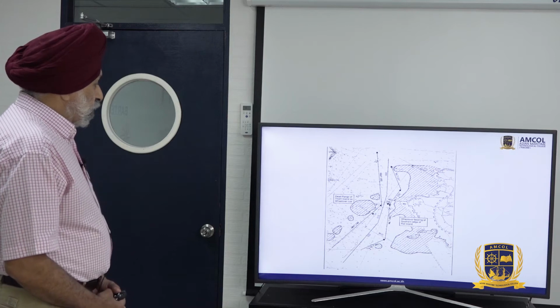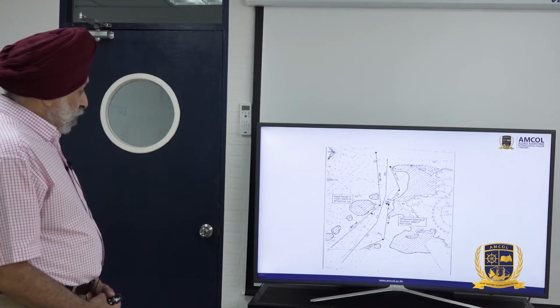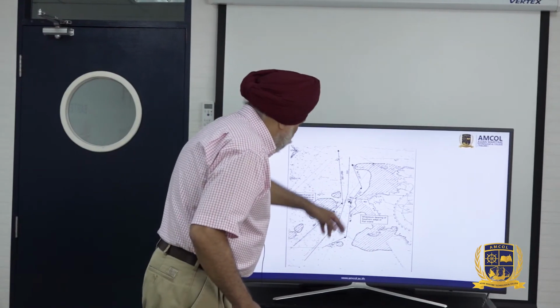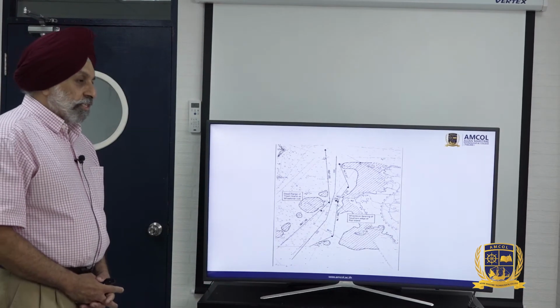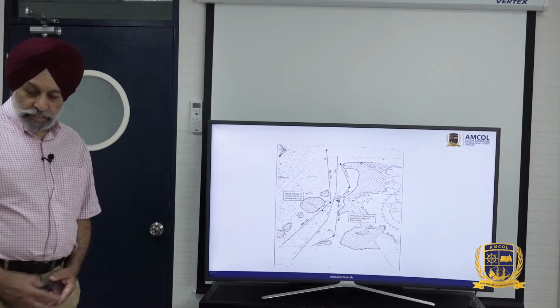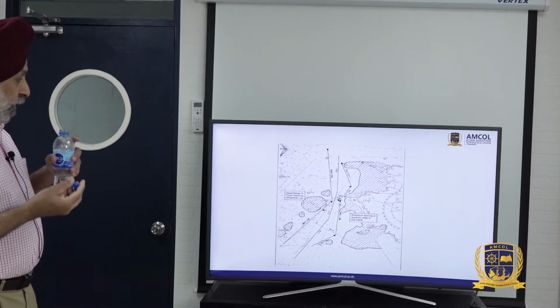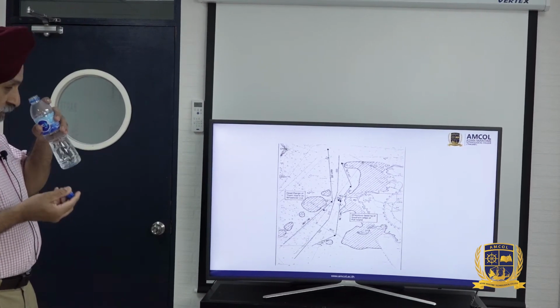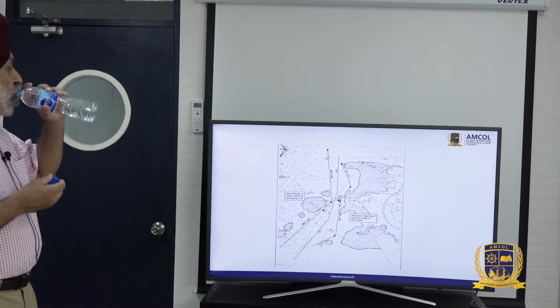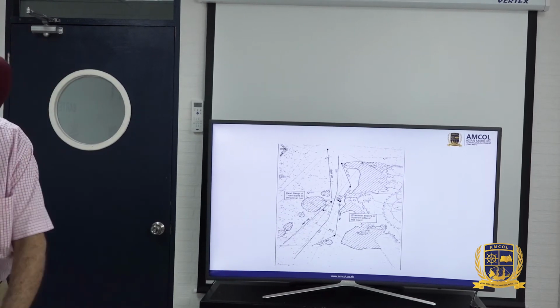So as you see on this diagram, we have marked the wheel over position, and that is the position at which the course alteration will be starting. And this wheel over position will depend on how many degrees you want to alter, what is the size of your ship, etc.